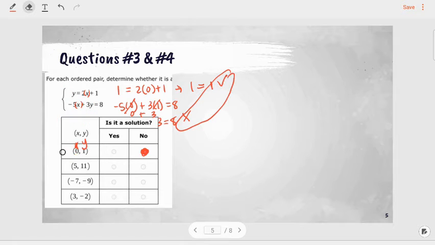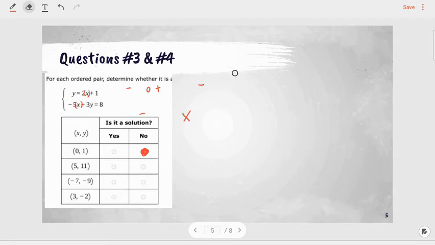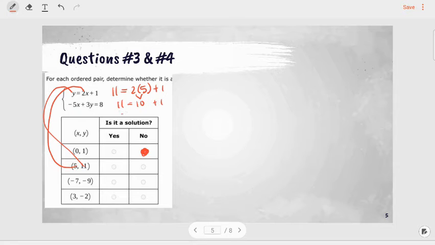Let's test point number 2. I'm going to plug in 5 for x and 11 for y. So 11 is equal to 2 times 5 plus 1. Well, 2 times 5 is 10. 10 plus 1 is 11. So 11 equals 11. This first one works out. Let's test it in the second.